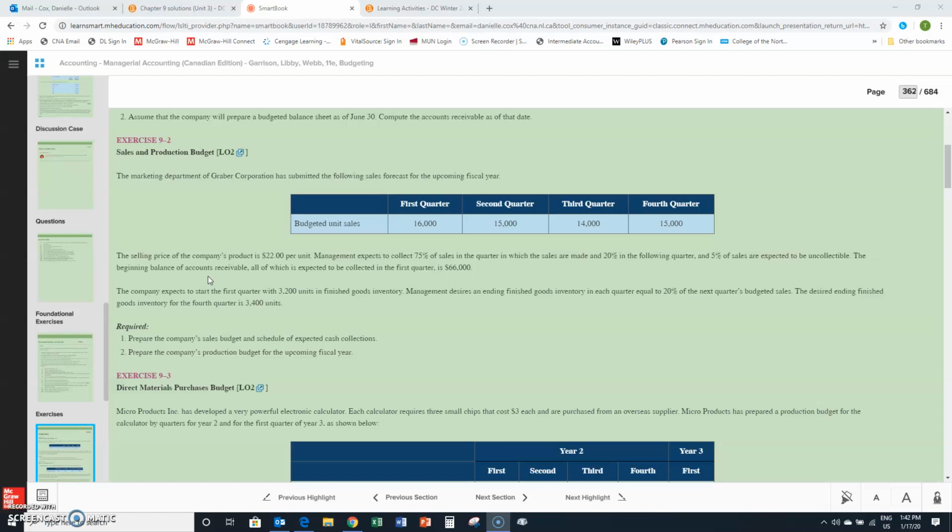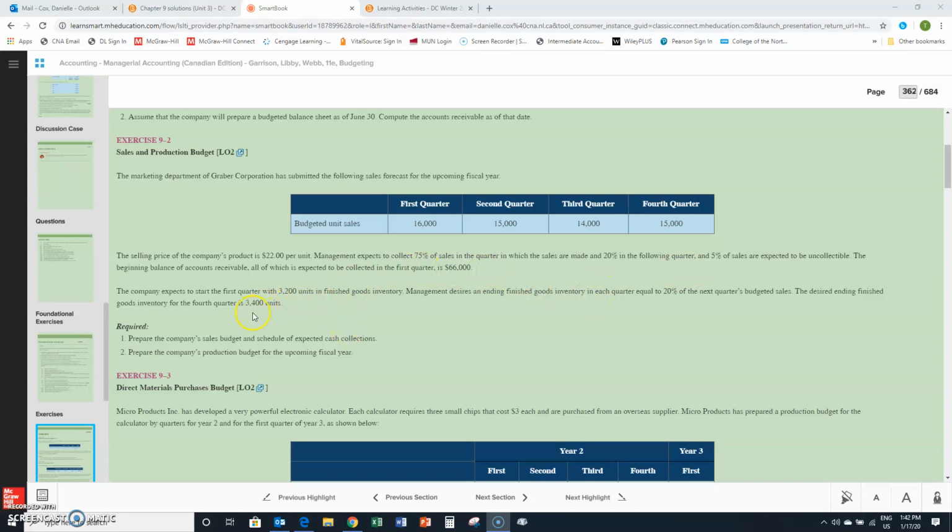Management expects to collect 75% of sales in the quarter in which they are made, 20% in the following quarter, and 5% are expected to be uncollectible. The beginning balance of accounts receivable, all of which is expected to be collected in the first quarter, is $66,000.